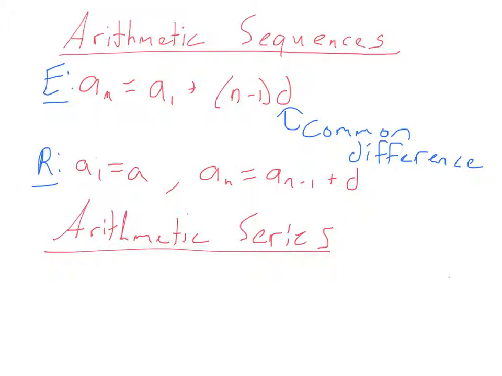So the question is, can we come up with a formula that gives us the sum of the first n terms of that series? Okay. So first of all, let's say we have an arithmetic series, which I'm just going to call S sub n, which is just the sum of the first n terms of the series, all the way out to a sub n. We're adding those up.